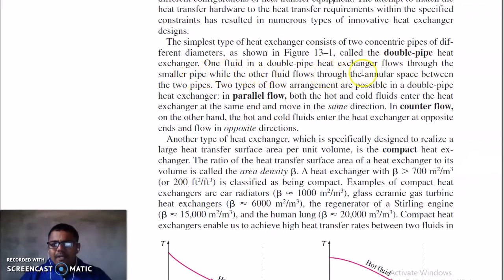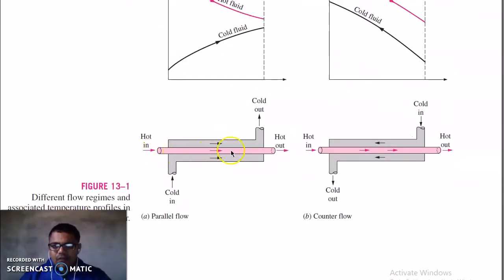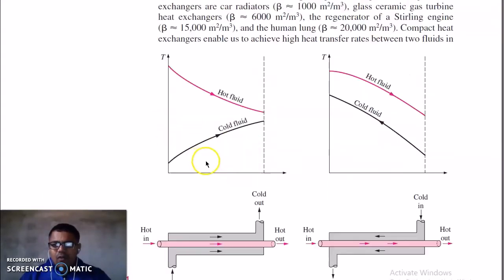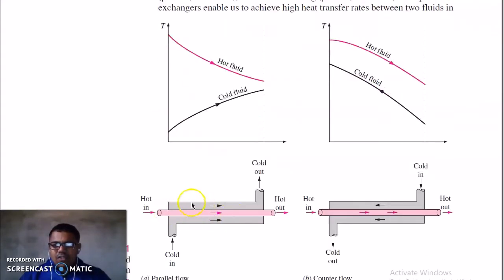One fluid in a double pipe heat exchanger flows through the smaller pipe, while the other fluid flows through the annular space between the two pipes. So in this case, one fluid is flowing in the inner pipe, the other is flowing in the annular space between these two pipes. It can be counter flow, or it can be parallel flow. In parallel flow, the two fluids are flowing in the same direction.